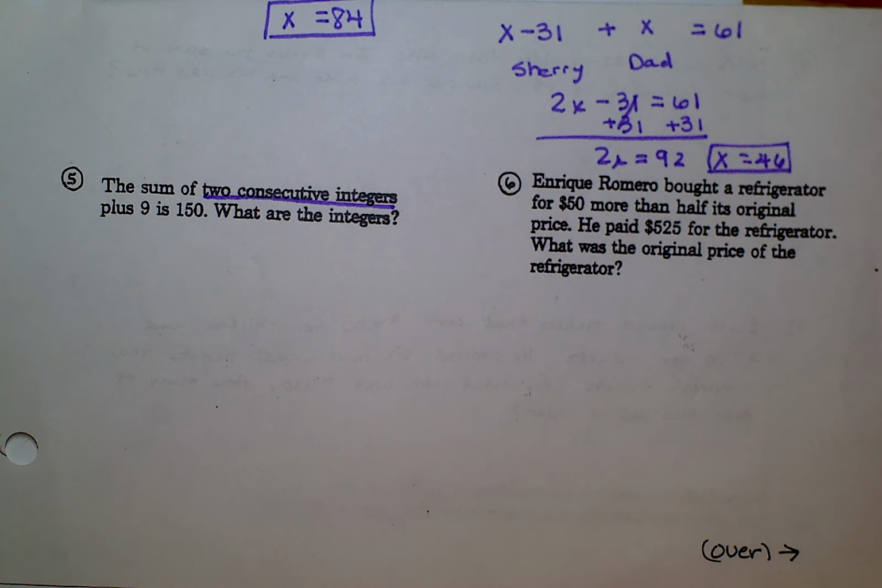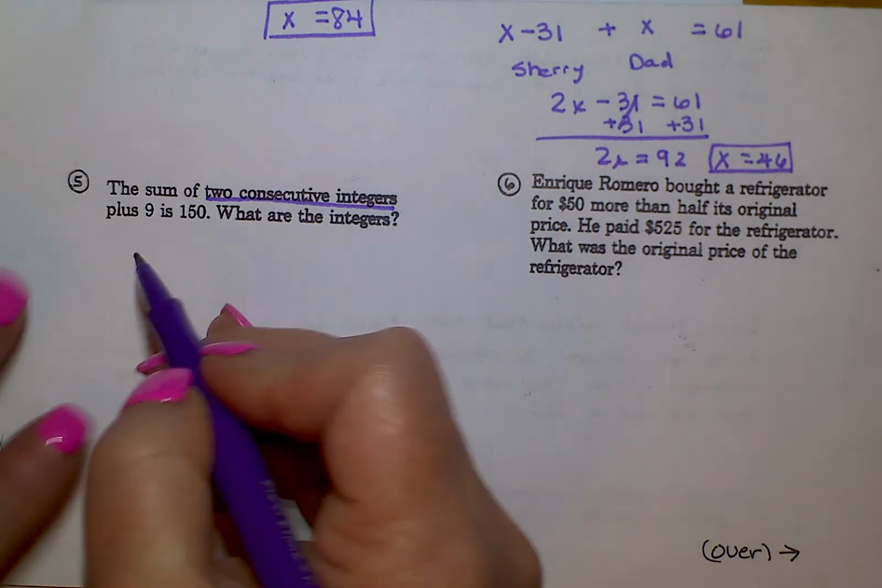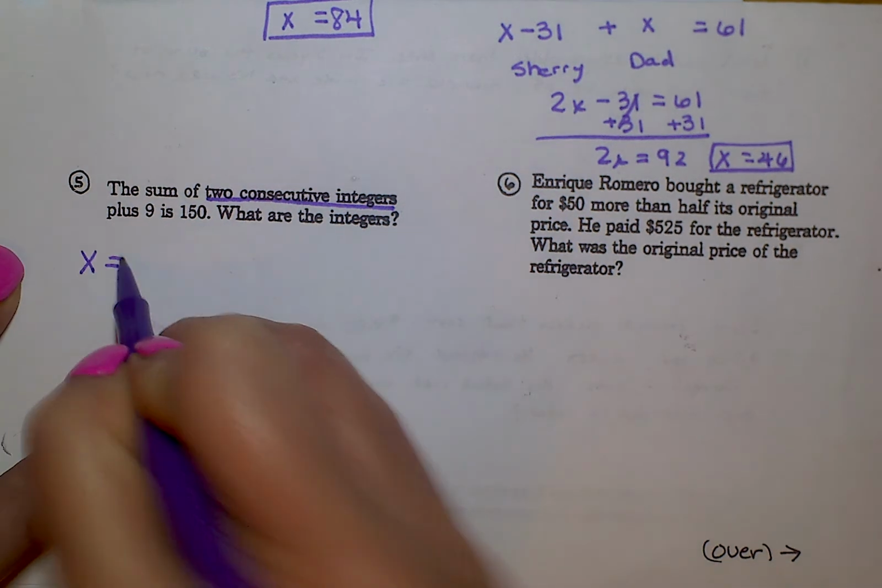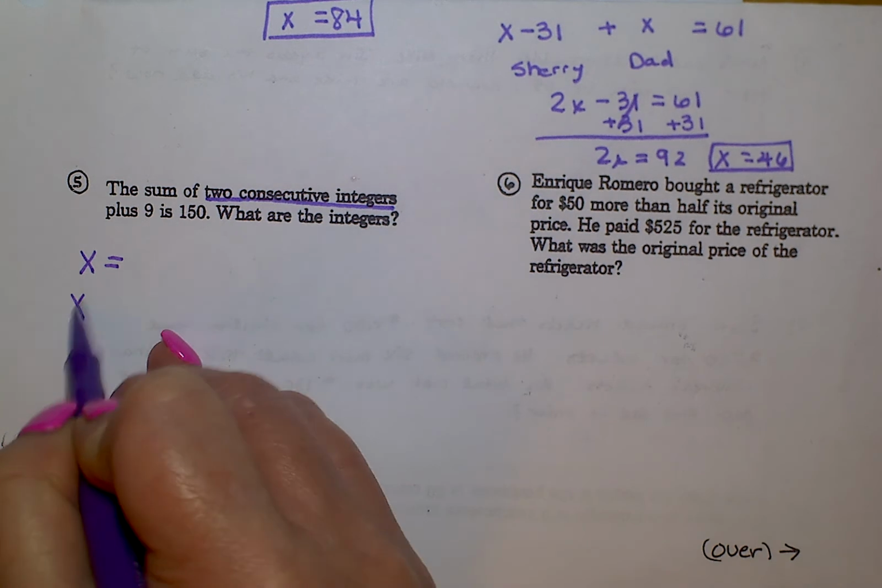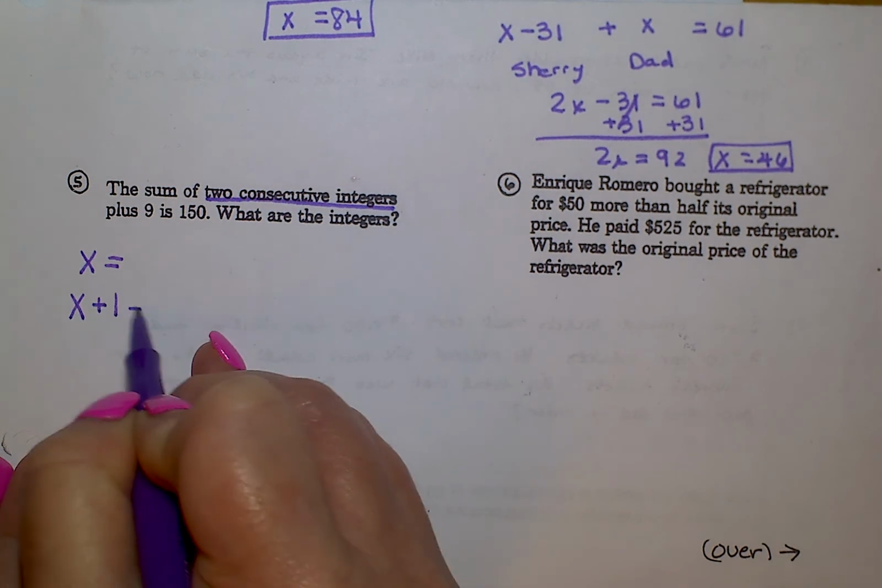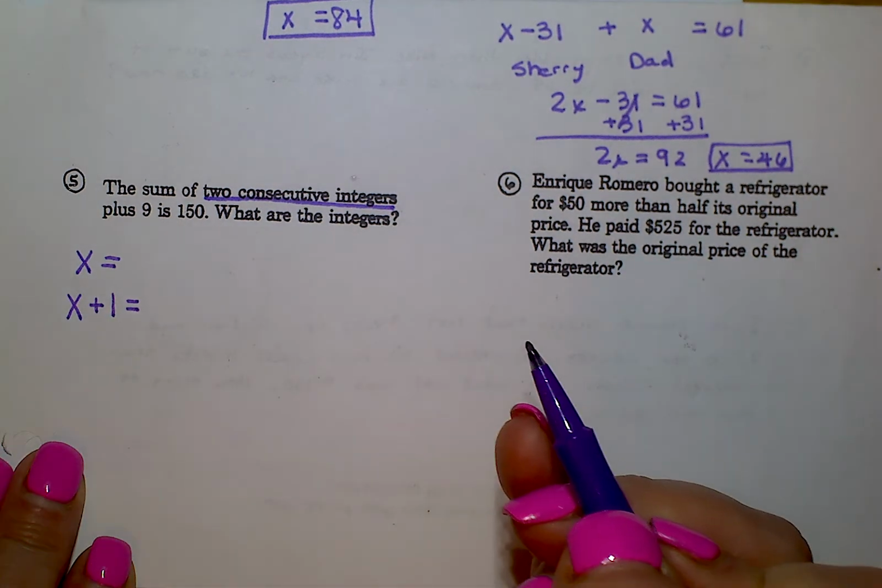You don't see the decimals because the decimal is directly behind the whole number. So the next consecutive integer of 46 would be 47. So notice they're directly beside each other. So I do not know the first integer, so I'll let that be x. But I know the next integer is right beside that one, so I add 1 to it.